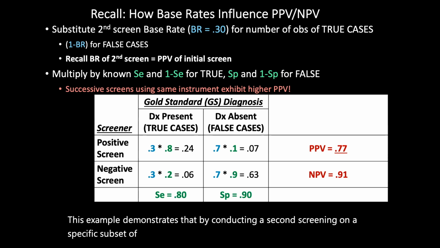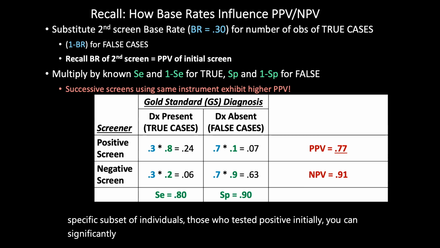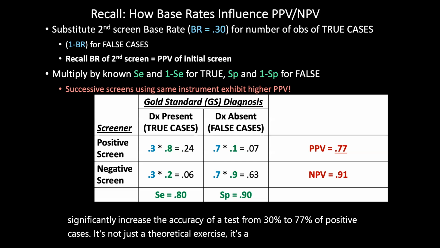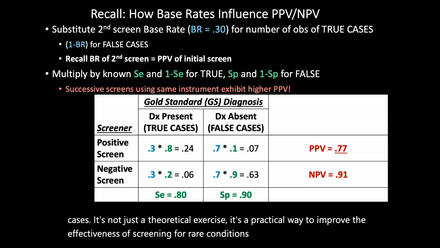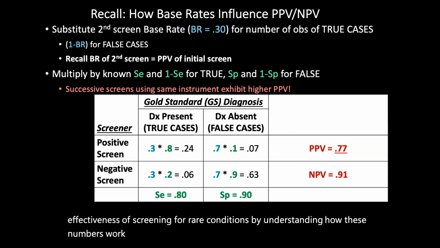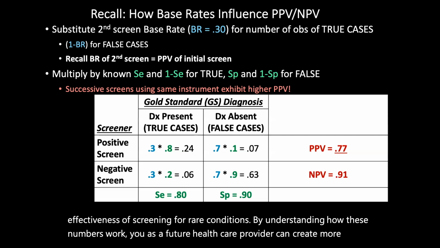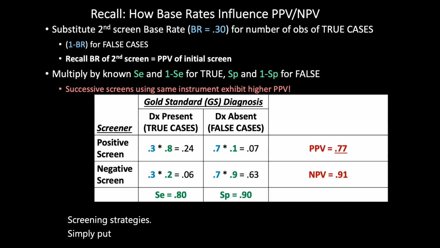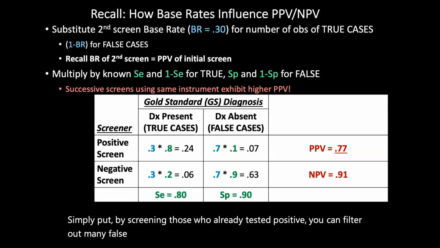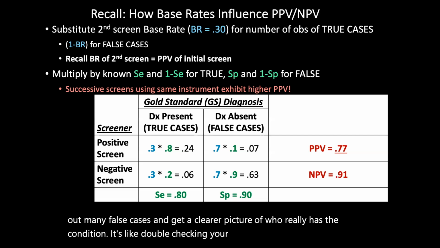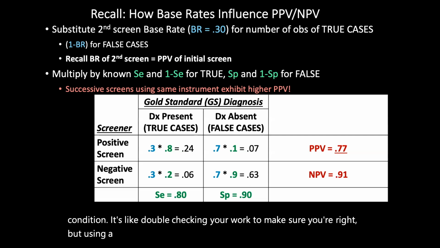So to conclude, this example demonstrates that by conducting a second screening on a specific subset of individuals, those who tested positive initially, you can significantly increase the accuracy of a test from 30% to 77% of positive cases. It's not just a theoretical exercise. It's a practical way to improve the effectiveness of screening for rare conditions. By understanding how these numbers work, you as a future healthcare provider can create more targeted and successful screening strategies. Simply put, by screening those who already tested positive, you can filter out many false cases and get a clear picture of who really has the condition. It's like double checking your work to make sure you're right, but using a method grounded in statistical analysis.